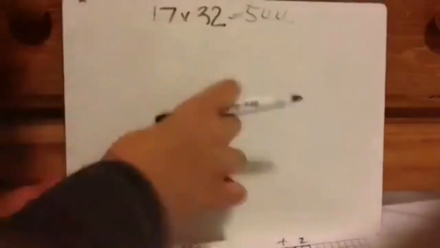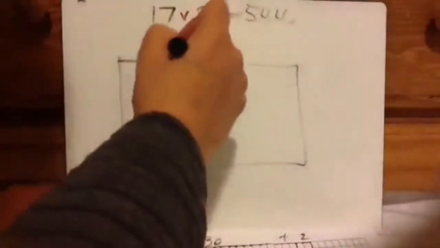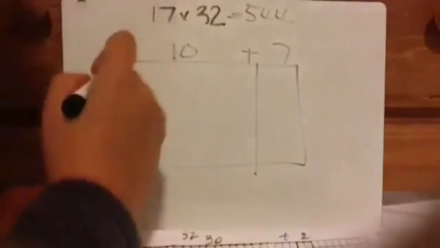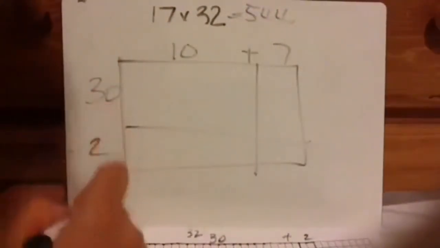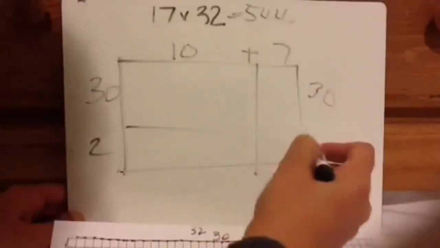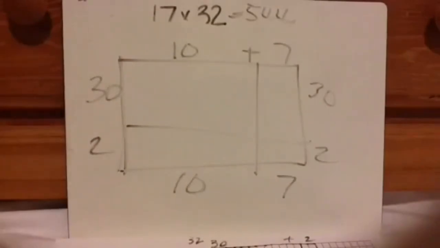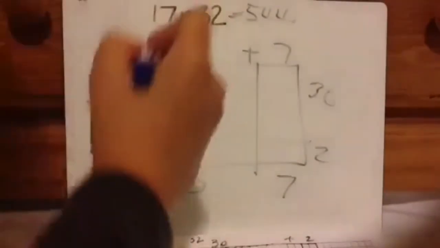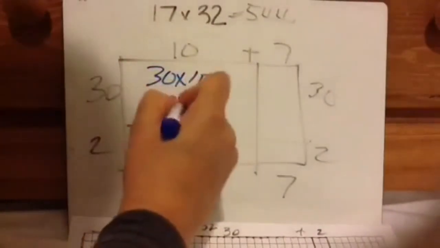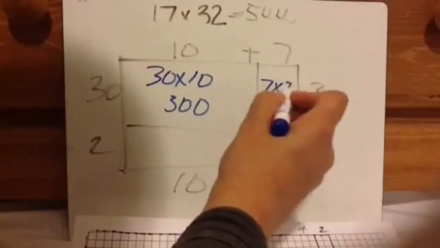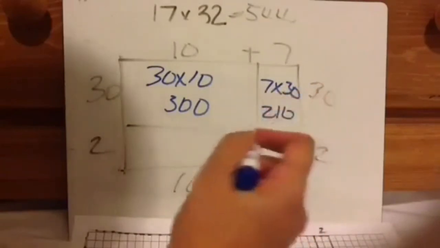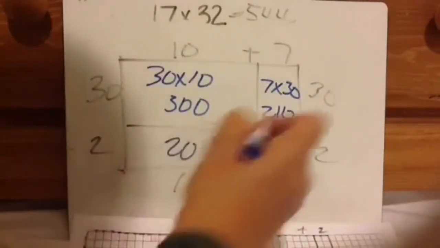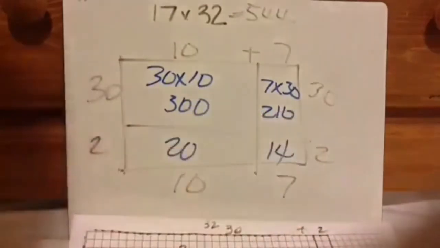Okay, and then last step, I'm going to do the partial products. And you know what? Just to help, I'm going to do it the opposite way. I'm going to do 10 plus 7 up here, and I'm going to do 30 plus 2 over here. I'm going to go ahead and fill in all the opposite sides. Okay, my marker is running out of ink. Alright, 30 times 10, 300. 7 times 30, 210. 10 times 2 is 20. 7 times 2 is 14.